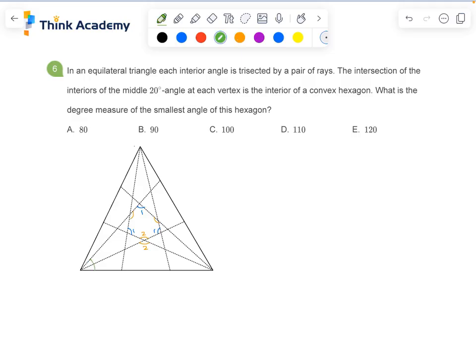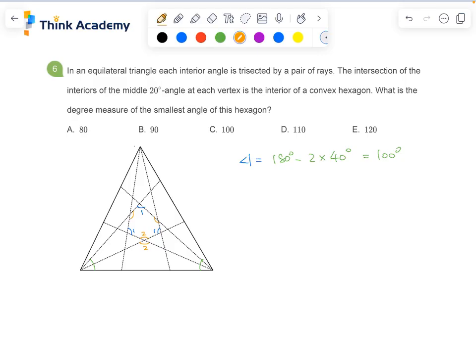Well, for angle 1, let's look at these two green angles. Okay, so I have angle 1 is just 180 degrees minus these two green angles, and we know that they would be 40 degrees by the trisection. So angle 1 would just be 100 degrees.